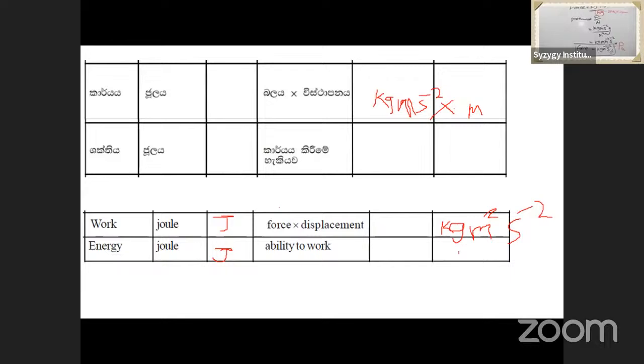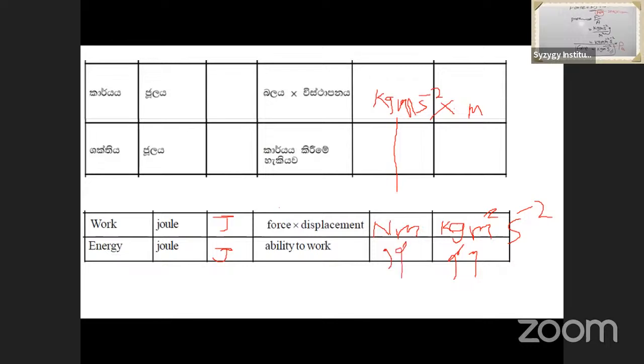Energy also you can write the same. Then work is force into displacement. Force in other units: instead of kg m s minus 2, you can write Newton, in capital letters, Newton. And displacement you can write meters. Newton meters, right. Is this clear? The unit of work also you can write the same.